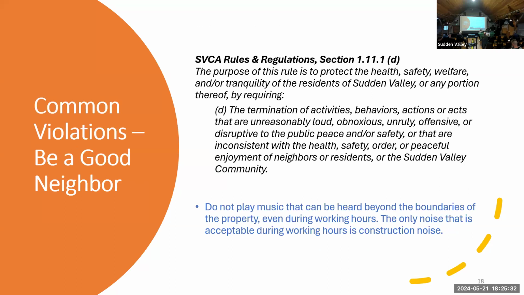I call these the good neighbor violations. Of course, if you have experienced this violation, it's not being very neighborly. Exterior lighting. Our rules say that it must be downward directed, but we go further than that and say that no lights should be allowed to shine directly into the windows of another property.